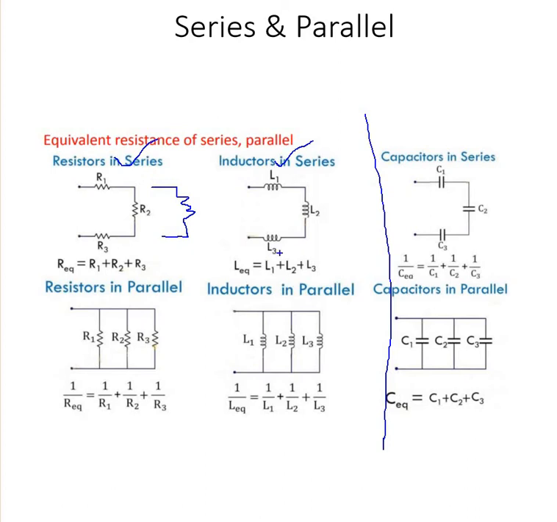The next one, if it is parallel, then you have 1 by R equivalent. The total resistance is called R equivalent. You need to find the R equivalent here. What is the formula? 1 by R equivalent equals 1 by R1 plus 1 by R2 plus 1 by R3. You substitute, and after substituting you get the answer, which gives R equivalent. You don't write 1 by R equivalent, only R equivalent needs to be written. So what is R equivalent?